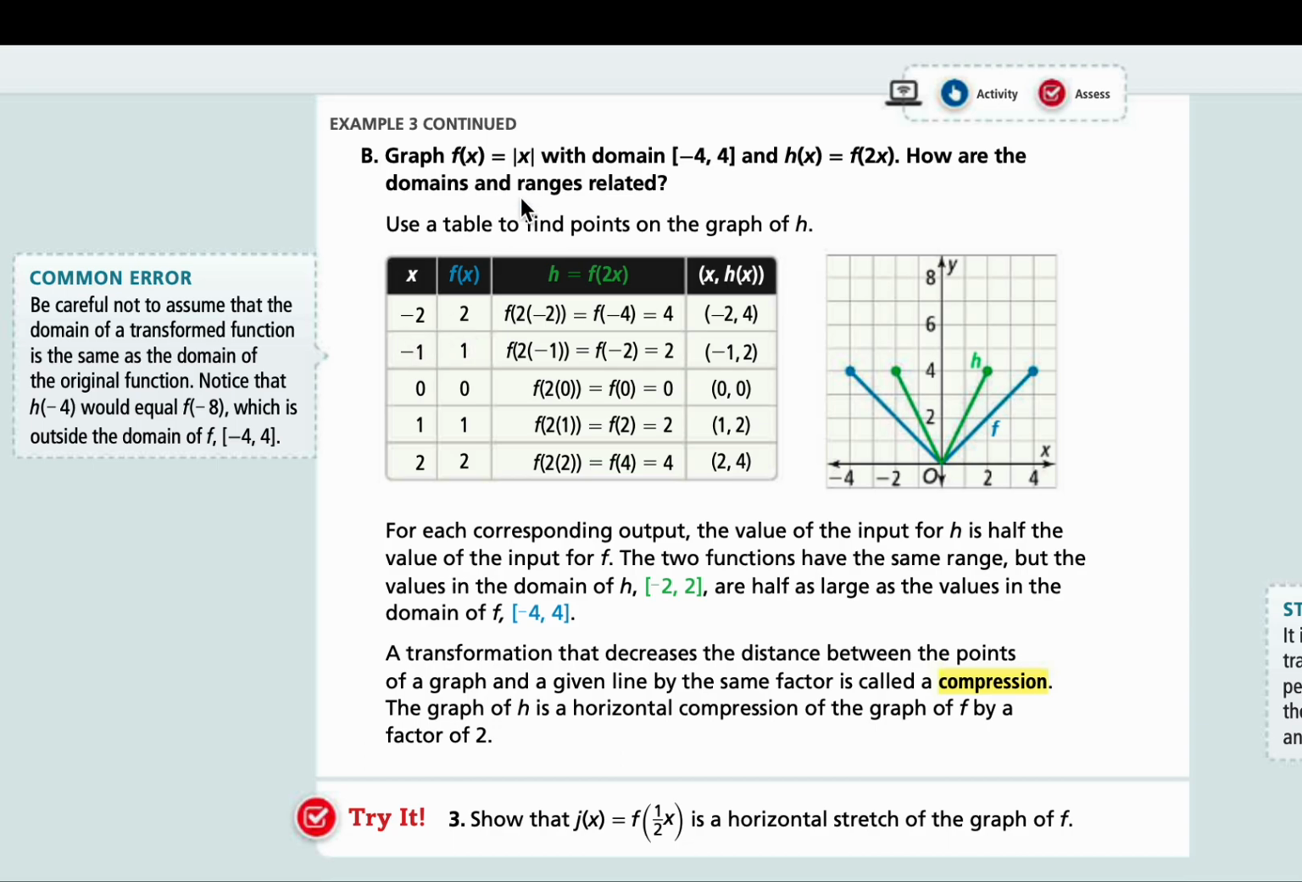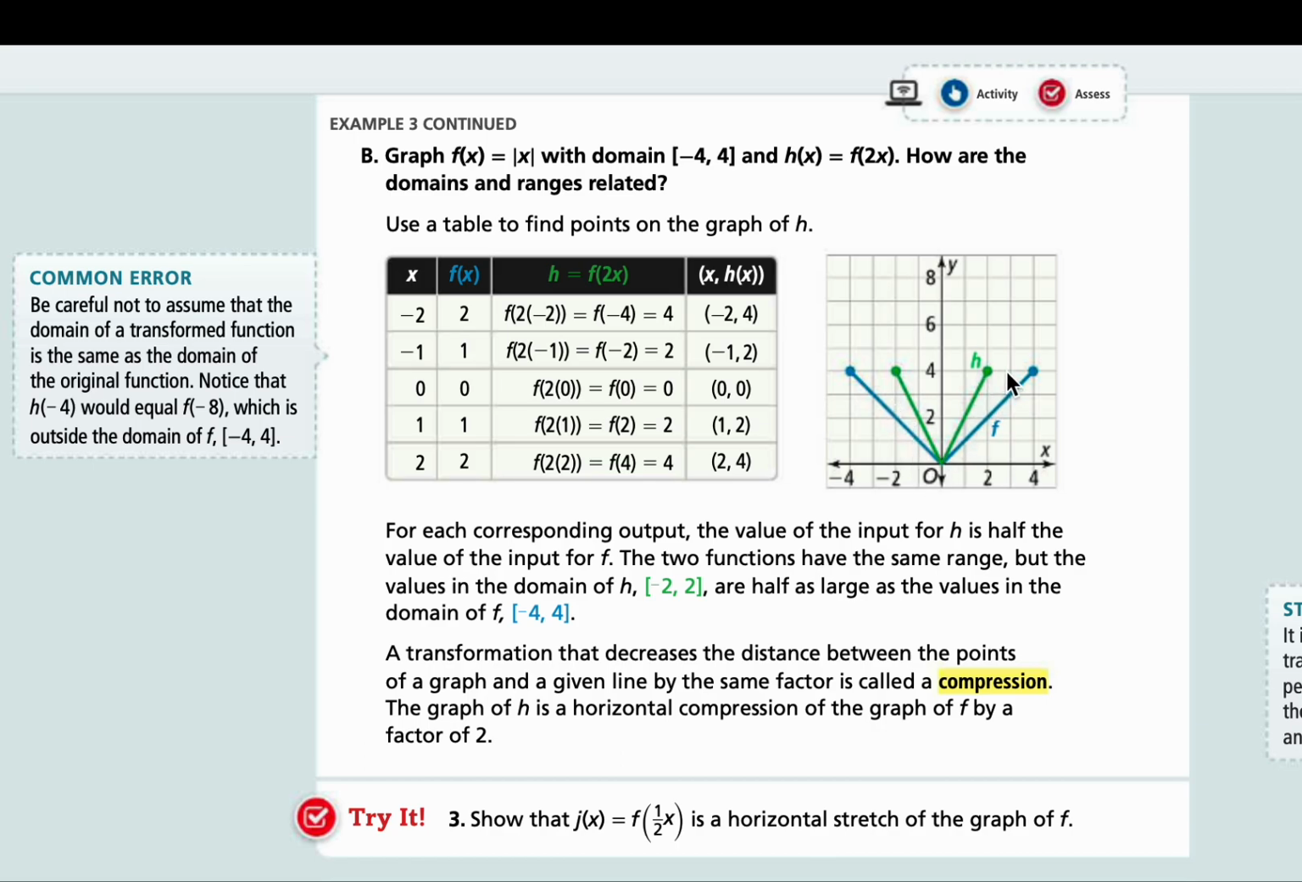So if you multiply -2 by 2, that is -4, right? So f of -4, you plug in -4 inside the absolute value, will be +4. So it's a positive 4. Negative 2 comma positive 4, and then the same way, negative 1 comma 2, and then 0 comma 0, 1 comma 1, and then 1 comma 2, and then 2 comma 4. So your new graph is a much smaller graph than the original graph. Okay, so this is called a compression.